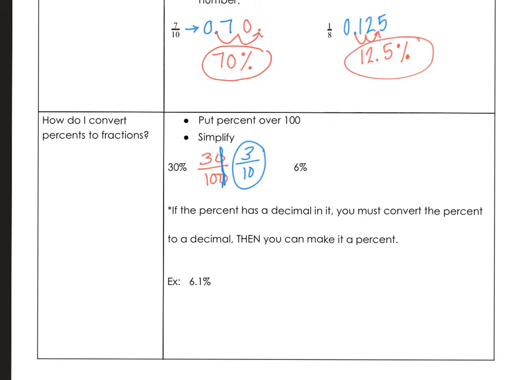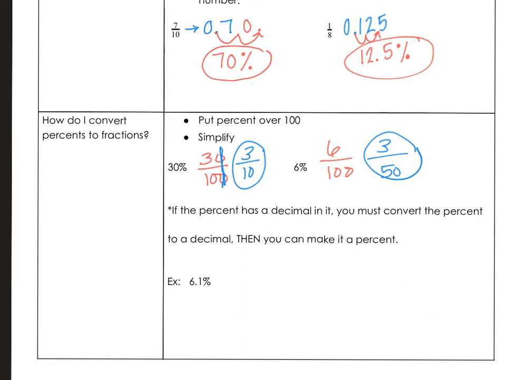So we have 6%, so 6 over 100, and in this case, I could try to divide by 3, but 100 doesn't go into 3, but I can divide by 2 because both of them are even. So when I divide 6 by 2, I get 3, and when I divide 100 by 2, I get 50. And so I cannot simplify anymore, so that's my final answer.